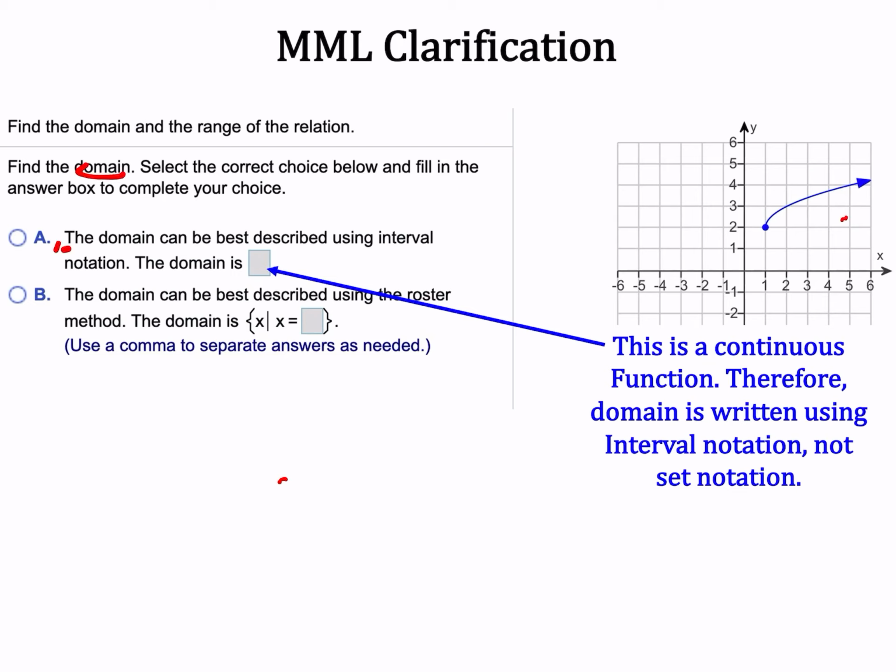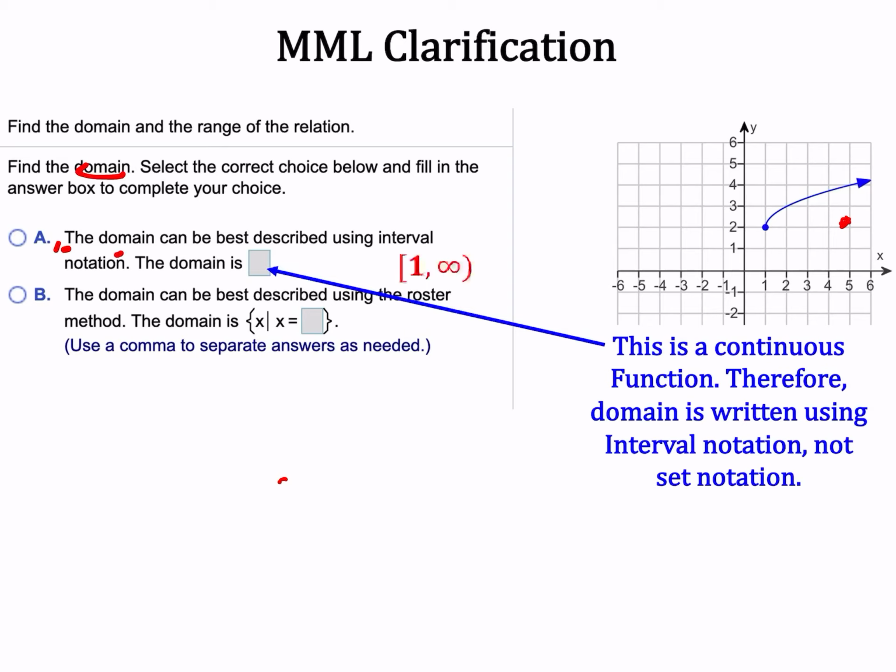Is this a discrete set of data or is this continuous? That's continuous because all the data points are connected with a line or a curve. So if that's the case, then the answer is going to be in interval notation. And choice A does say that the domain can best be described using interval notation, the domain is what?